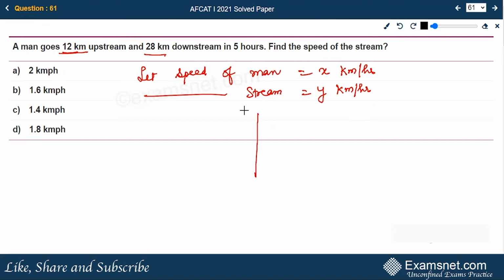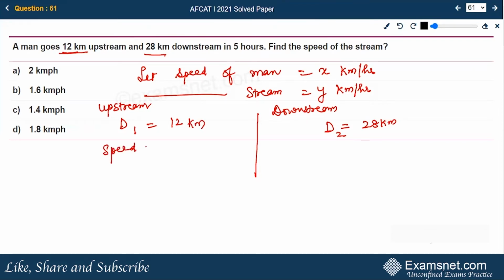Now the distance covered is this. There are two situations, right? The first situation is for the upstream, and this one is for the downstream. The distance covered is 12 kilometers and 28 kilometers. Speed for the upstream: when this person is traveling upstream, this is the direction of the stream and this is the direction of the man. So the two speeds will subtract from each other, giving x minus y.